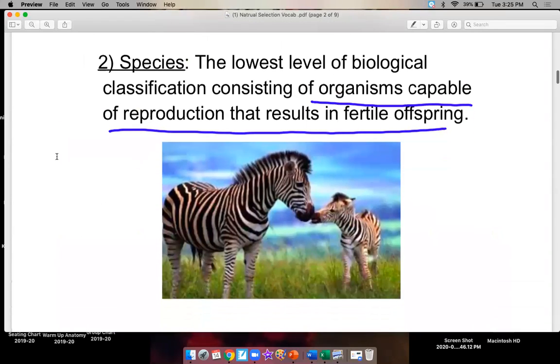All right, second word, species. The lowest level of the biological classification, we'll talk about those words in a different chapter, consisting of organisms capable of reproduction that results in fertile offspring. All right, what that last part, that underlined part means is I can get two members of the same species and they can reproduce and make a new member of that species. That's what makes them a species.